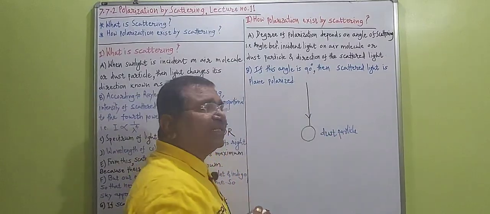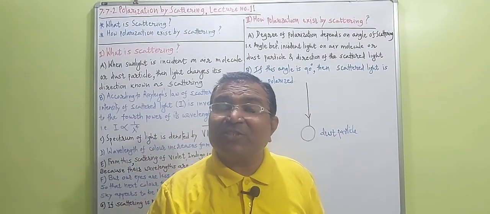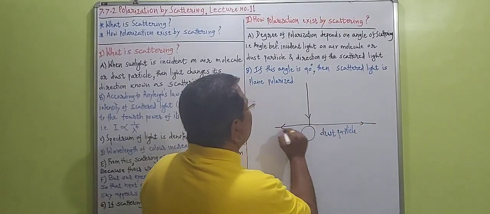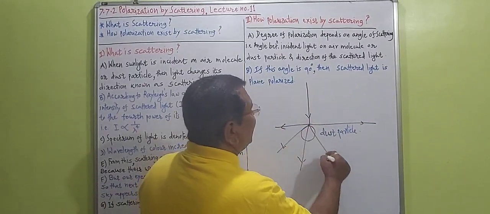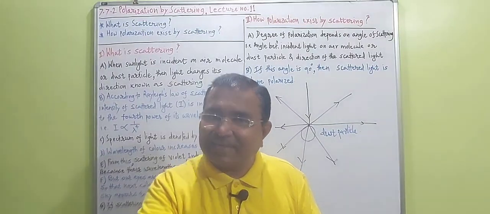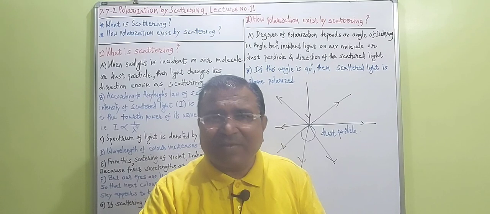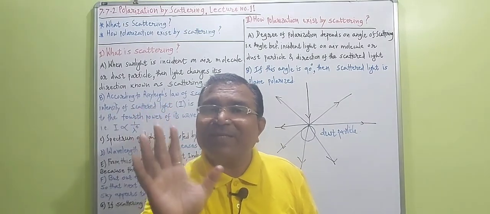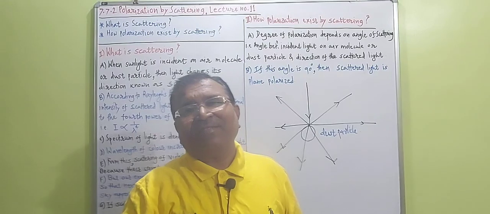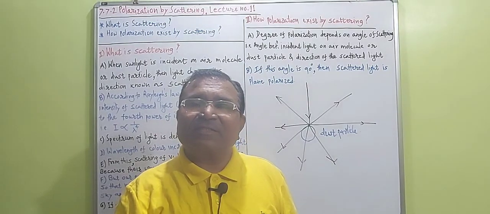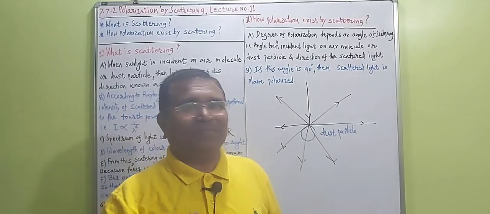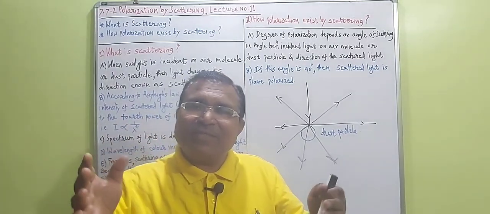Suppose as long as the sunlight is incident on the dust particle, then the direction of the scattered light changes. Light changes its direction like this, and this phenomenon is called scattering. I will repeat again. I will take only one ray and only one dust particle as shown in the figure. When the sunlight is incident on the dust particle, then light changes its direction in all possible ways. This is called scattering, and the scattering is in the atmosphere.